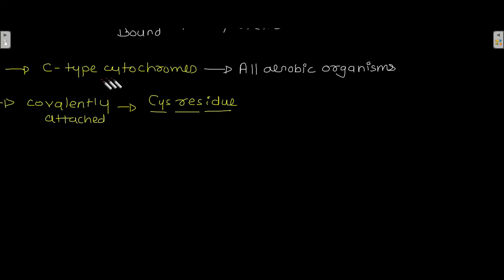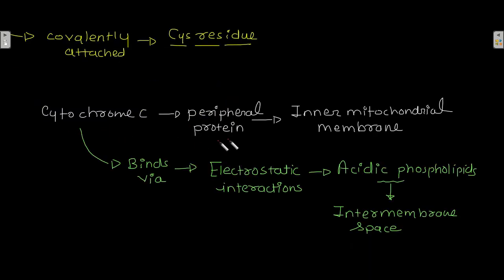Now this C type of cytochrome, cytochrome C, is present in all aerobic organisms. Okay, in all aerobic organisms the cytochrome C is there. Now this cytochrome C is the peripheral protein of the inner mitochondrial membrane, and this cytochrome C binds via electrostatic interactions to the acidic phospholipids which are present in the intermembrane space. Okay, in the intermembrane space of mitochondria there are acidic phospholipids, and to those acidic phospholipids this cytochrome C binds via electrostatic interactions.